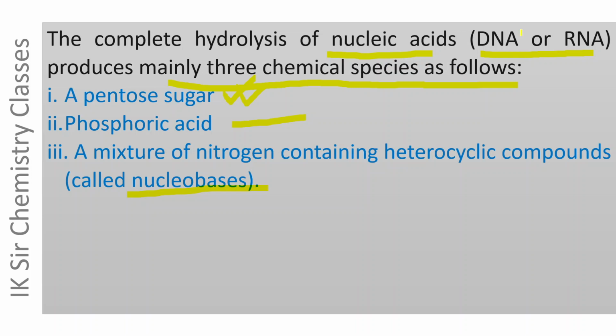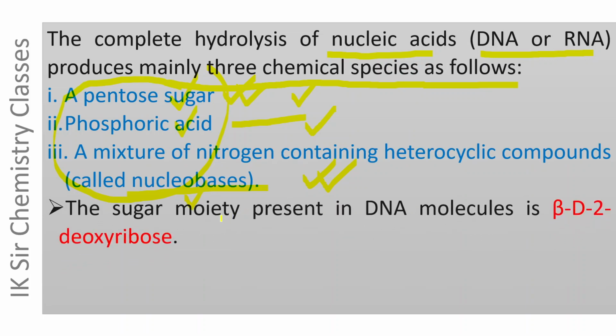The complete hydrolysis of nucleic acids, that is DNA or RNA, produces three types of compounds. First one is a pentose sugar, the second one is phosphoric acid, and the third one is a mixture of nitrogen containing heterocyclic compounds which are called nucleobases. It means DNA or RNA are made up of these three components: a pentose sugar, phosphoric acid, and nitrogen containing heterocyclic compounds.